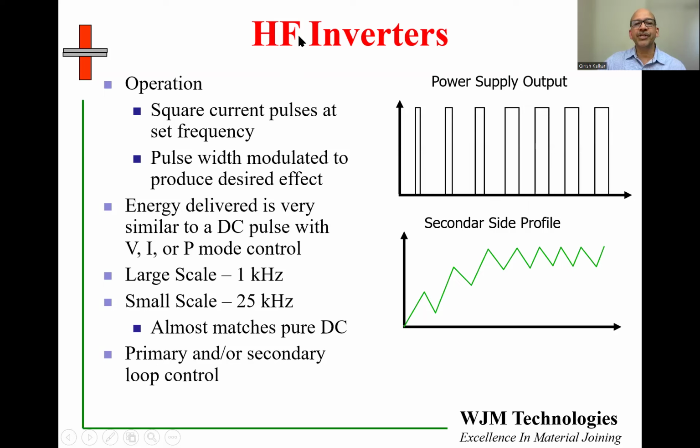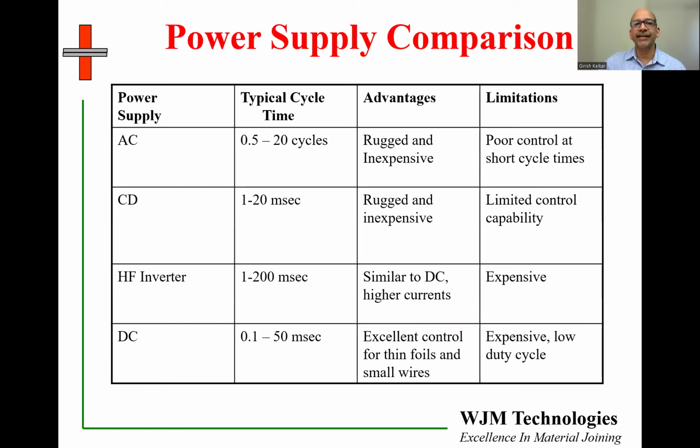HF inverters, as I mentioned earlier, can have the choice of primary control, but it is not very common, but you can get units with that. All of them will have secondary current control, where you can actually control this energy in the secondary, whether it's current, voltage, or power. So you have 4 different types of power supplies: AC, DC, cap discharge, and HF inverter. That's a very unique aspect of resistance welding. It provides you a very wide range of choices so that you can have exactly the type of power supply you need for a certain application.